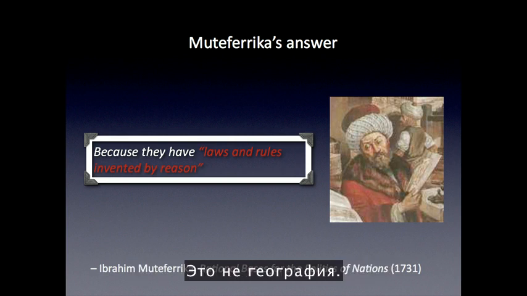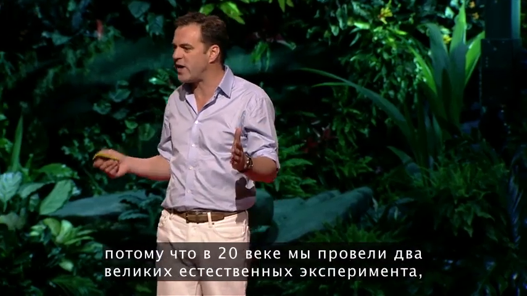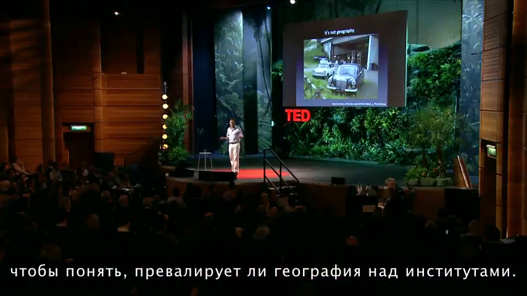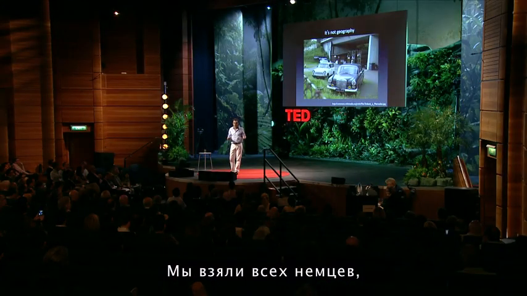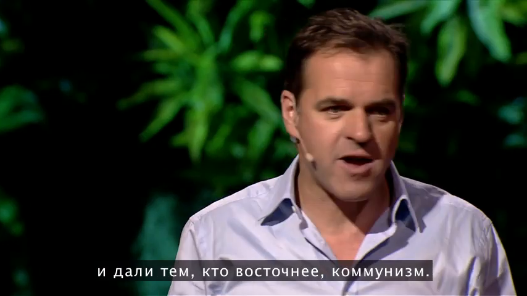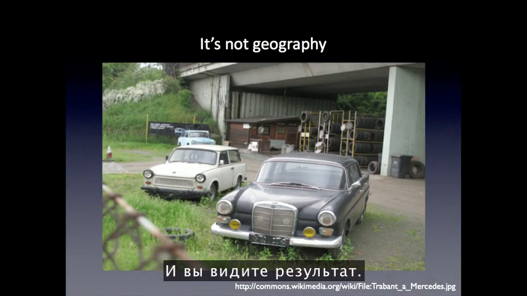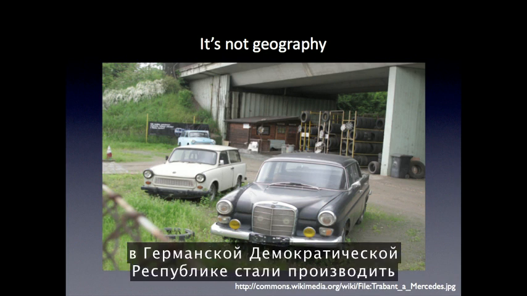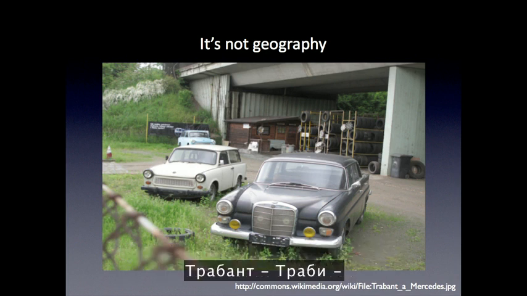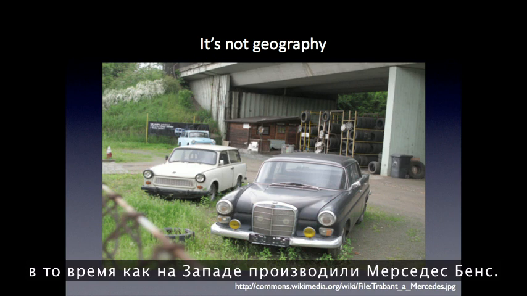It's not geography. You may think we can explain the Great Divergence in terms of geography. We know that's wrong because we conducted two great natural experiments in the 20th century to see if geography mattered more than institutions. We took all the Germans, we divided them roughly in two, and we gave the ones in the East communism. And you see the result. Within an incredibly short period of time, people living in the German Democratic Republic produced Trabants, the Trabi, one of the world's worst ever cars, while people in the West produced the Mercedes-Benz.